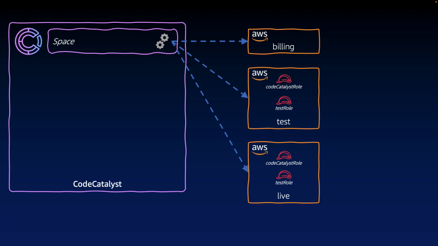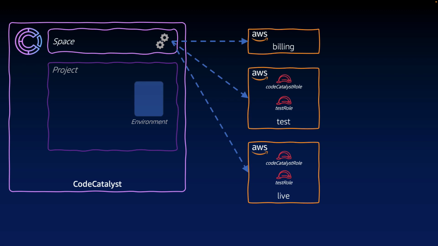But what happens when we want to use those within a project? To do that, we're going to have to use the subject of today's video, a project environment. What an environment lets us do is take one of those account connections from the space and bring it down into the project. We can then take that environment, bring it to a workflow associated with a role in the account, and we can then use that for actions such as deploying infrastructure or testing code. Let's look at that inside the CodeCatalyst interface.